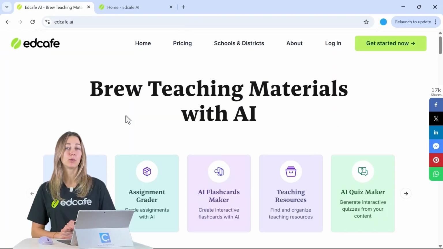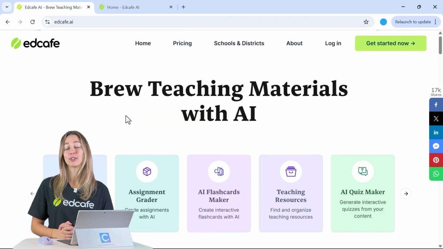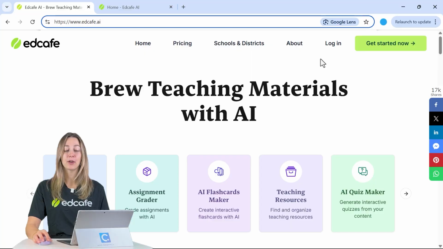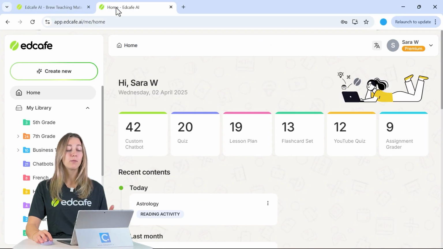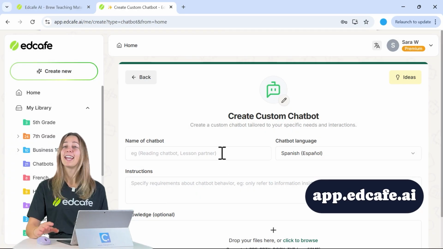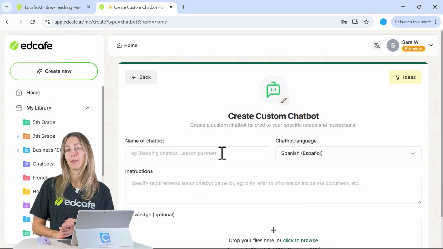This is an AI-powered tool designed specifically for educators to create content in their classrooms. Let's get access and get started from edcafe.ai. Here, you guys can create your account, and once you're in, we can click on Create New and the Custom Chatbot feature.